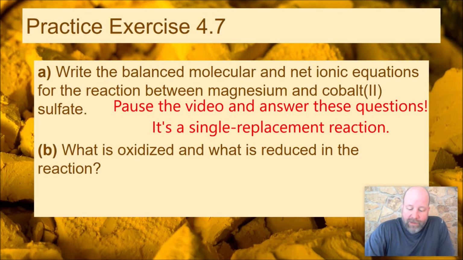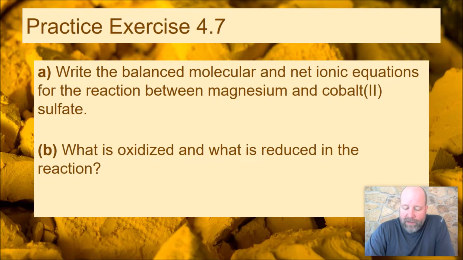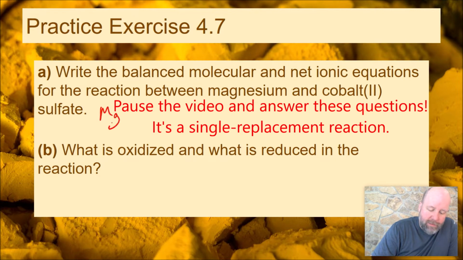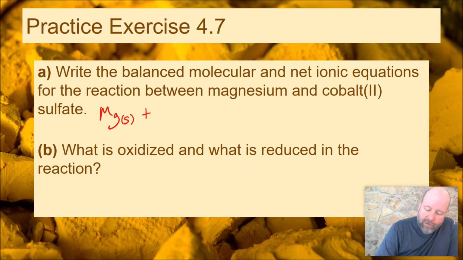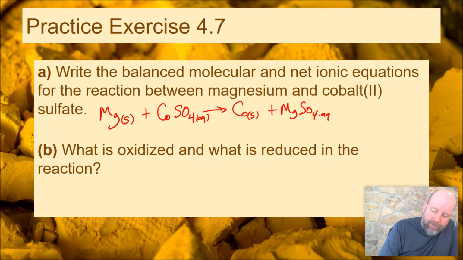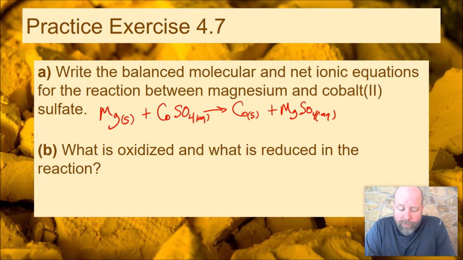So we have to write the balanced, molecular, and net ionic equations for the reactions between magnesium and cobalt 2 sulfate. This is not too bad. Magnesium solid reacts with, this is going to be in solution, cobalt 2 sulfate. Cobalt's got a +2 charge, sulfate has a -2 charge. And this is going to be aqueous. And that's going to yield us cobalt solid plus magnesium sulfate. And that's our molecular equation, and it doesn't need any balancing.